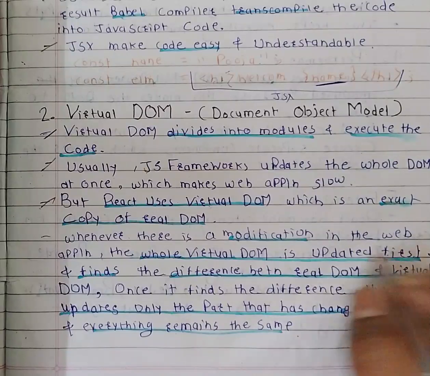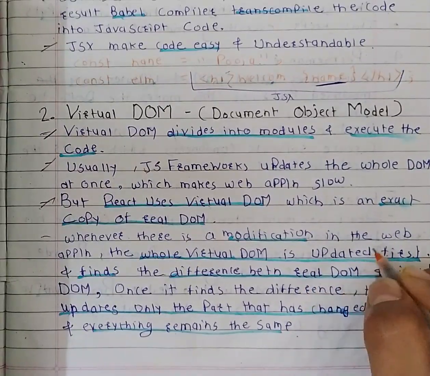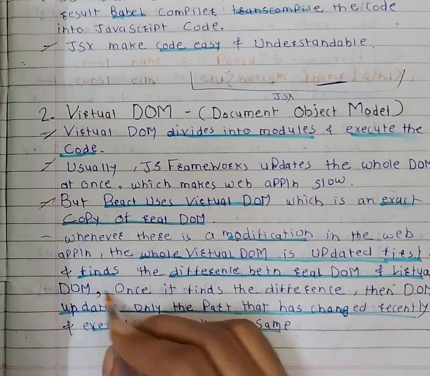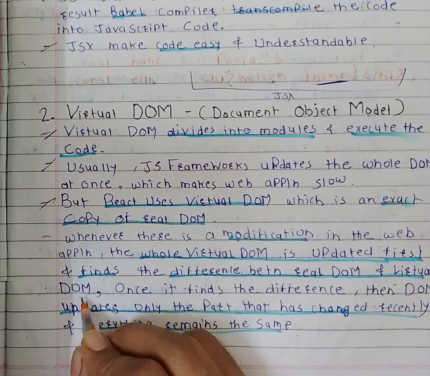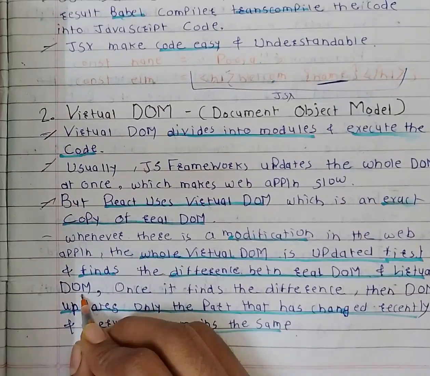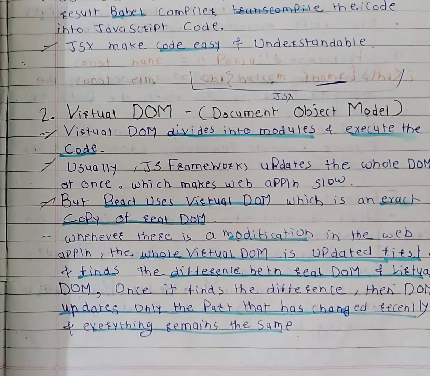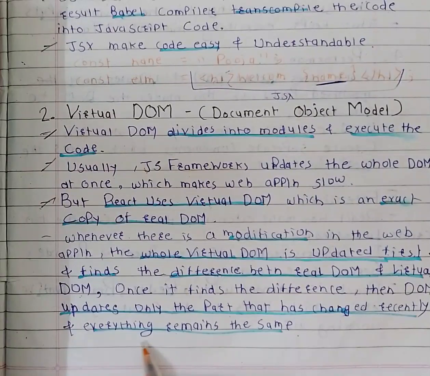Like if we just change a name, React doesn't update the real DOM first. First it updates the virtual DOM, and then it finds the difference between the real DOM and the virtual DOM. It doesn't update the real DOM at first. Once it finds the difference, it updates only the part that has changed recently, and everything else remains the same. This concept makes React faster.